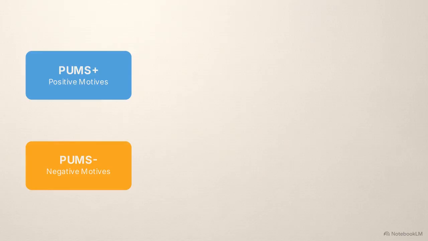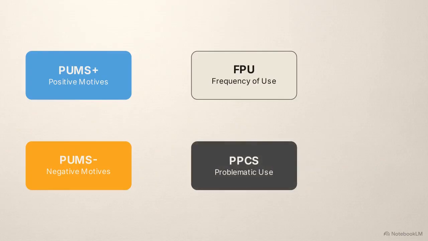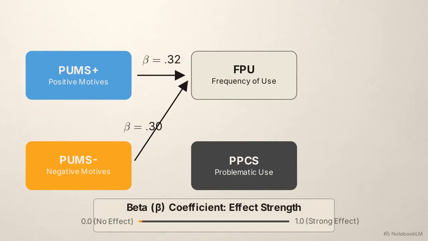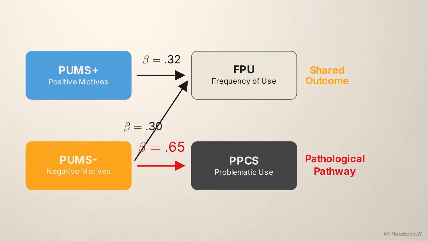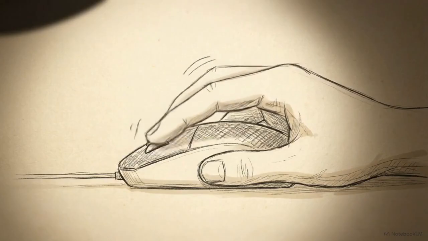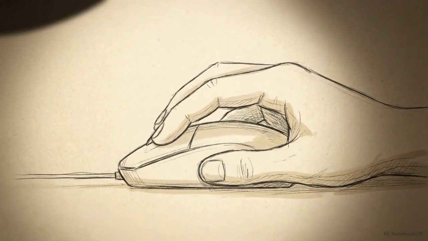In the center of the model sit the mediator variables: frequency of pornography use, or FPU, and problematic pornography consumption, or PPCS. Both positive and negative motives positively predict a high frequency of use, with beta values of 0.32 and 0.30. A beta value, or coefficient, measures the strength of the effect an independent variable has on a dependent variable. This shows that frequency is a shared outcome, not a specific pathological marker. Contrast this with the specific, massive correlation of 0.65 between negative avoidance motives and problematic use. Motivation dictates the nature of the consumption. The behavioral pathway splits at the very origin of the impulse.